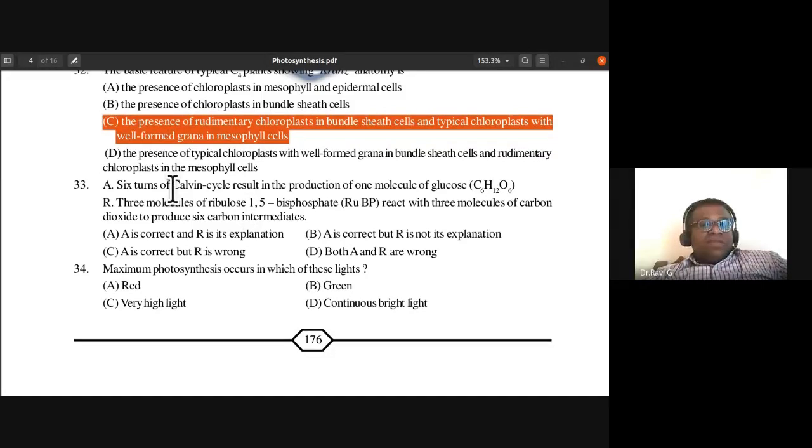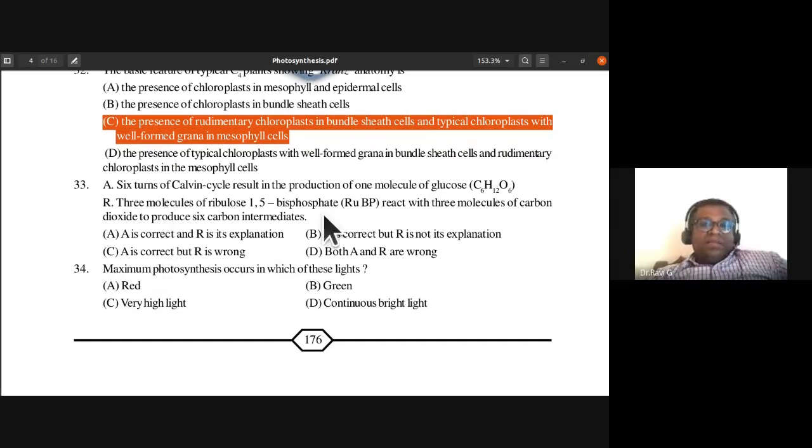See, 6 turns of Calvin cycle will complete up to the 33rd, and then we wind up today's session. Assertion: 6 turns of Calvin cycle result in the production of one molecule of glucose, C6H12O6. Reason: three molecules of ribulose 1,5-bisphosphate react with three molecules of carbon dioxide to produce six carbon intermediates. So what is the right answer for this 33rd one? Assertion and reasoning they have given.